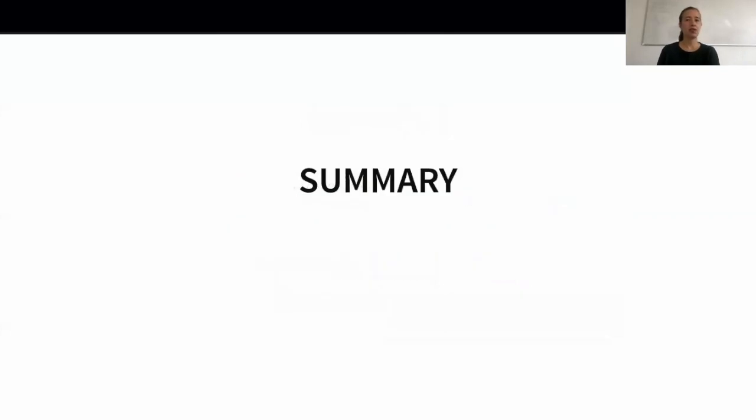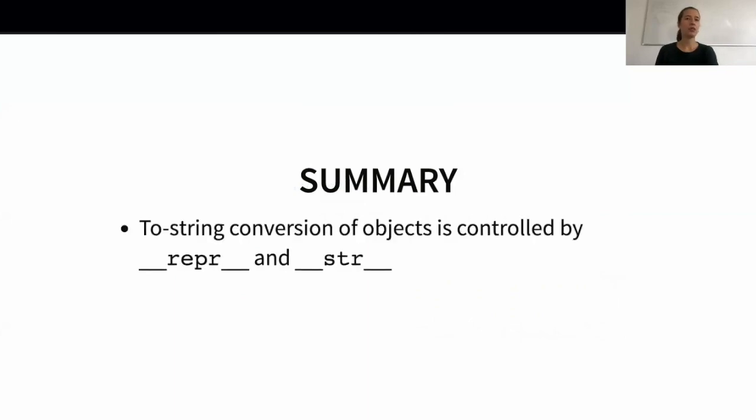As a quick summary for this topic, you should keep in mind the following two things. The first one is that we have two methods for converting objects to strings which serve different purposes. Second, try to add at least the dunder repr method to your classes to ensure that your objects have a nice representation when converted to strings. This concludes our section on toString conversion.